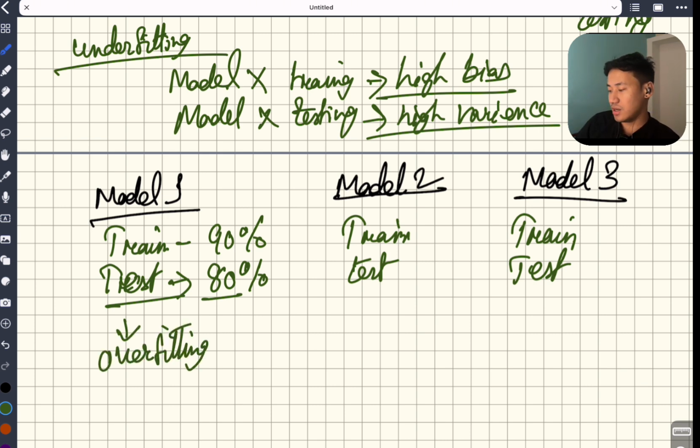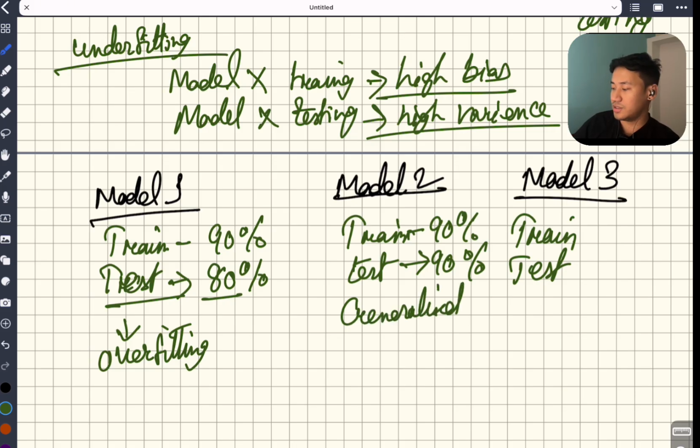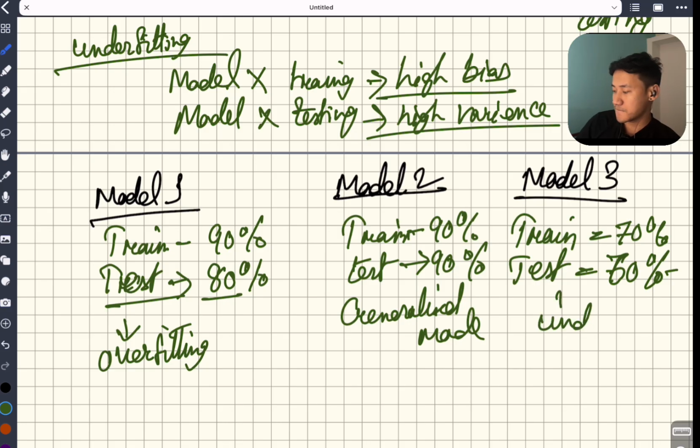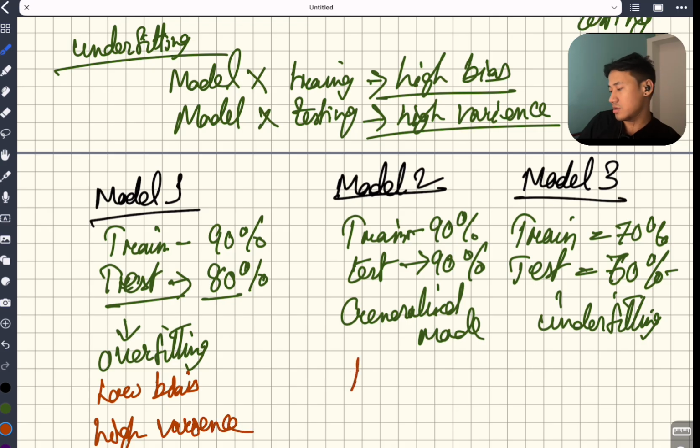Here it performs well with training as well as testing. So it is called a generalized model. And in this case, it is not performing well with training as well as testing. All right, underfitting. So here it is low bias and high variance. Here it is low bias and low variance. Here it is high bias and high variance.